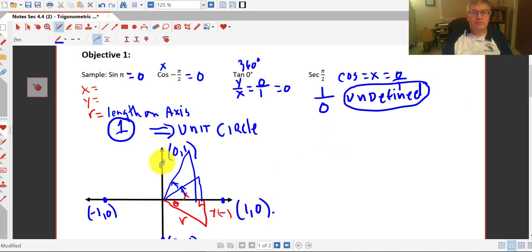In fact, you will see here that for any of our quadrantals, our values will only be either plus or minus 1, 0, or undefined. Those are the only options for our quadrantals.